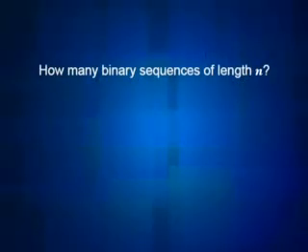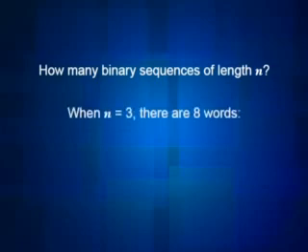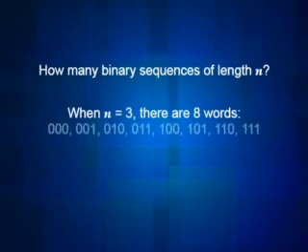Some might consider this so basic as to be the very definition of multiplication. Here's an important example that will show up several times in this course. How many binary sequences, how many binary code words have length n? When n is 3, we've seen that there are 8 code words, 8 words that you can make using zeros and ones. So where does the number 8 come from?